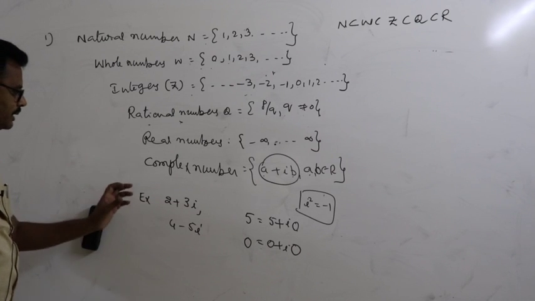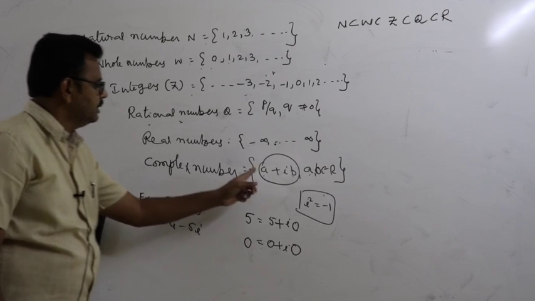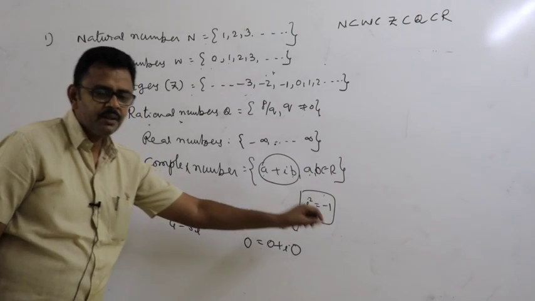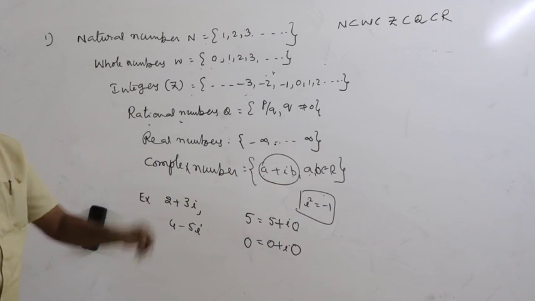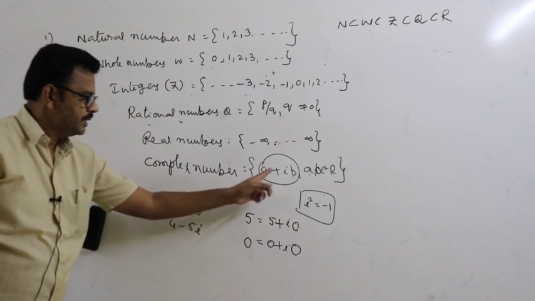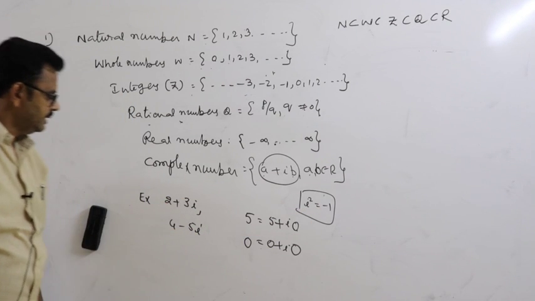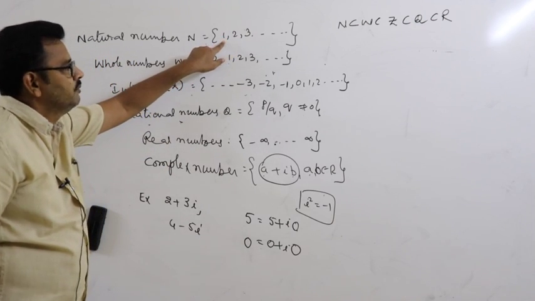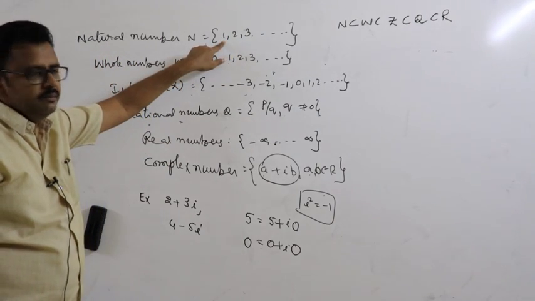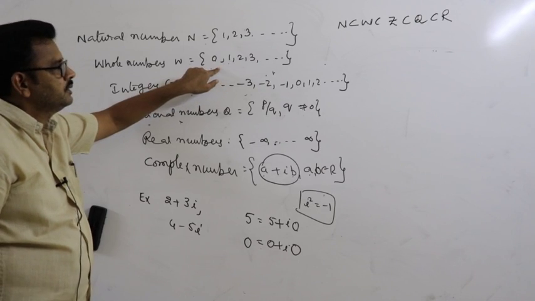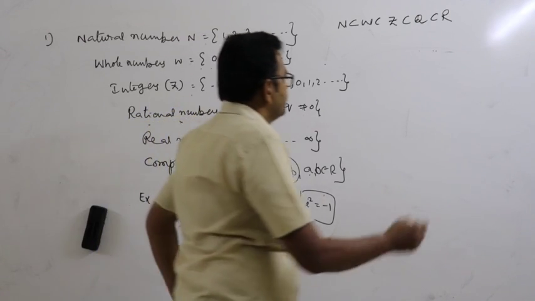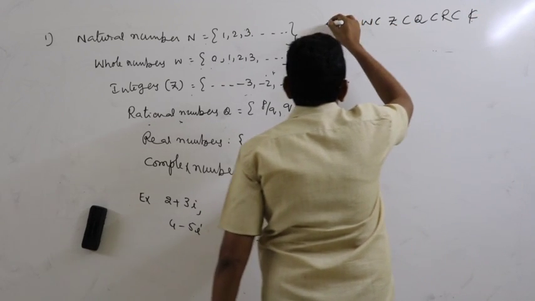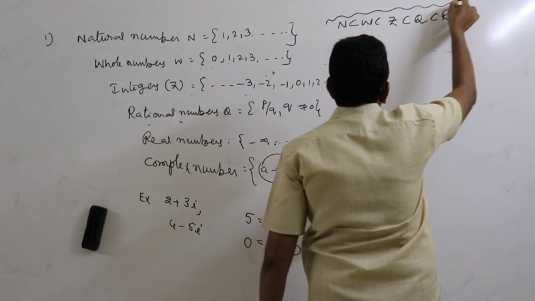So, a complex number is of the form a plus ib, where a, b are real numbers, i means iota, with the property i square is equal to minus 1. For example, 1 is also treated as a complex number. 0 is also a complex number. Compared to this, complex numbers is the big set. So this is the order.